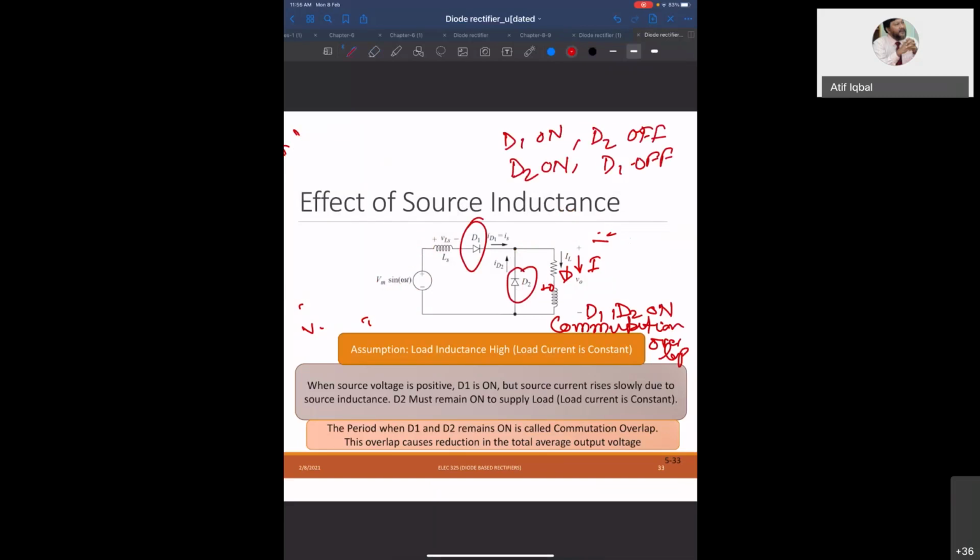They should work independently. Once this is off, then this will start working; when this is on, this will stop working. This should be the case. But due to the inductor in the source, what is happening? The current rises slowly. Since there is no current from the source side initially, for some period D1 and D2 both will remain on, and this time is called the commutation overlap.